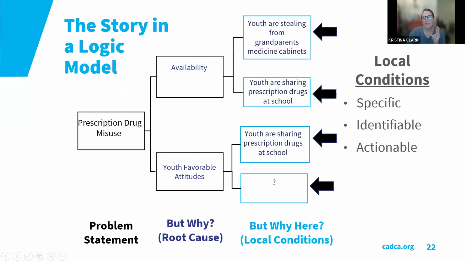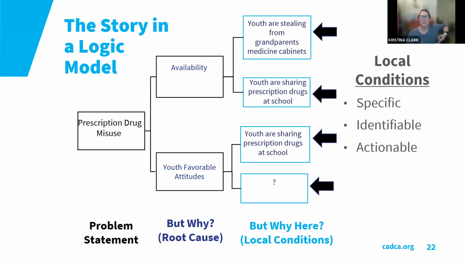So again, what we're looking to do is move over to the story of the logic model, taking what we saw, like that comic strip or our informed problem analysis, and move it over here. So what we just saw with alcohol, going back to our alcohol, we saw availability and youth favorable attitudes. And again, youth favorable attitudes is used very interchangeably with perception of harm. It really is about how you ask it on your student survey.